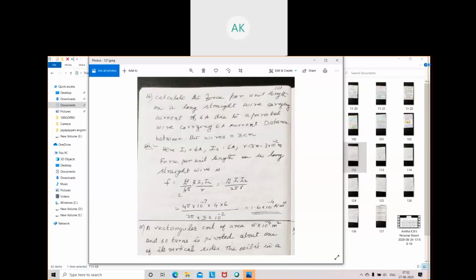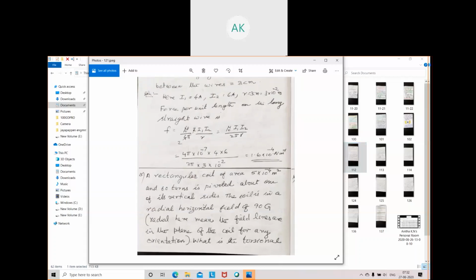So next question we can see. A rectangular coil of area.